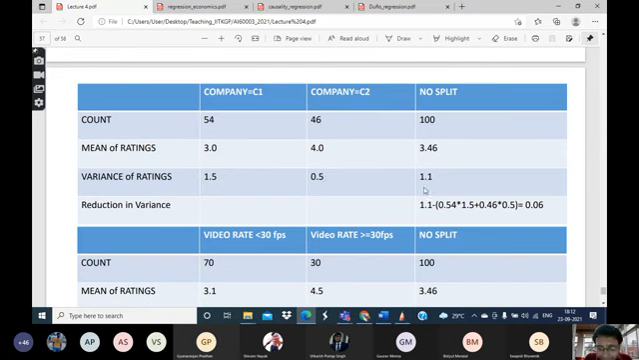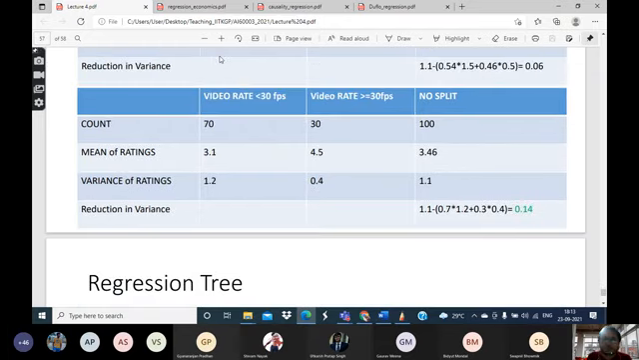So we take a heterogeneous set and we split it according to the company feature. We get a subset which is even more heterogeneous and another subset which is more homogeneous. So now we measure the total reduction of variance, which comes out to be 0.06. That is with respect to the company feature.